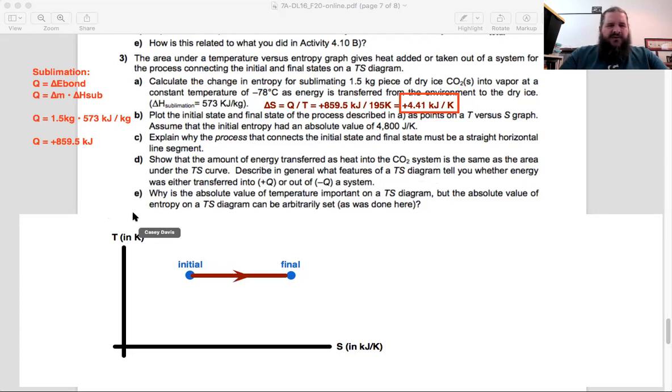And let's see if we can label these. We know the temperature at least. We can label the temperature here. The temperature at which this whole process occurs is, what was that? 195 Kelvin. And then we also want to label the entropy, starting and ending entropy. So we've got the initial entropy, and we're also going to have the final entropy.